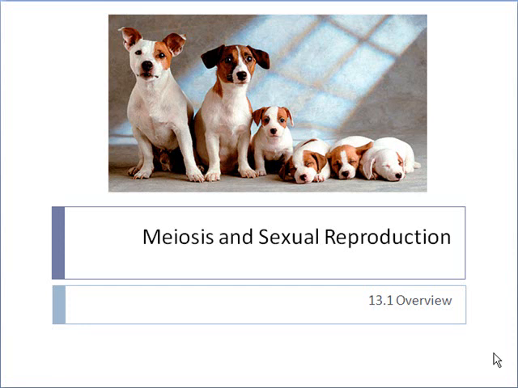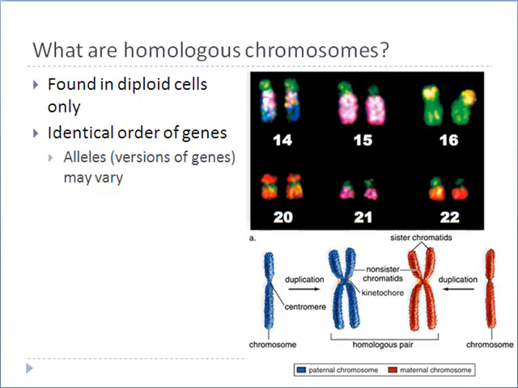Alright, we're moving on to talk about a special kind of cell division that occurs only in the ovaries and testes, and that process is called meiosis. So before we talk about meiosis, I need to introduce a couple of terms to you so that it makes our discussion easier. The first term I need to discuss with you is the term homologous chromosomes.